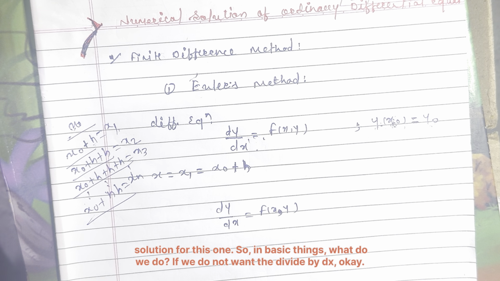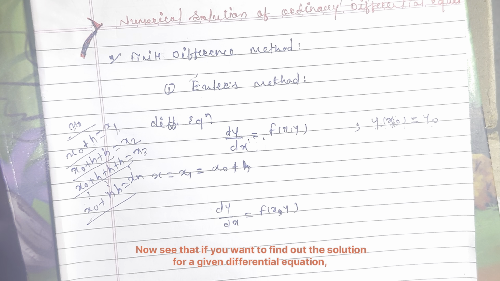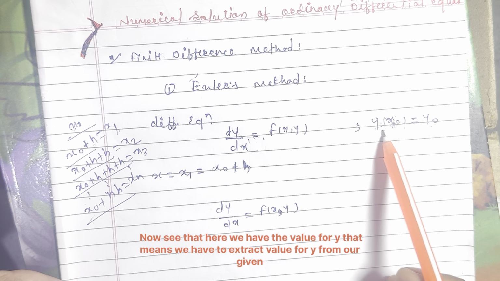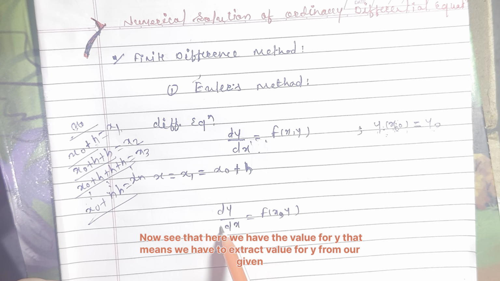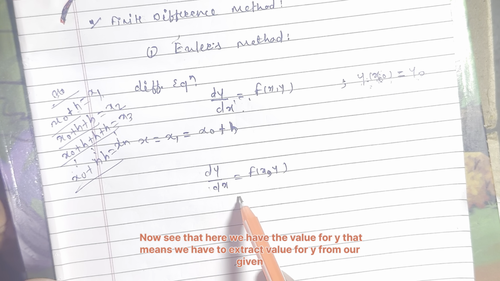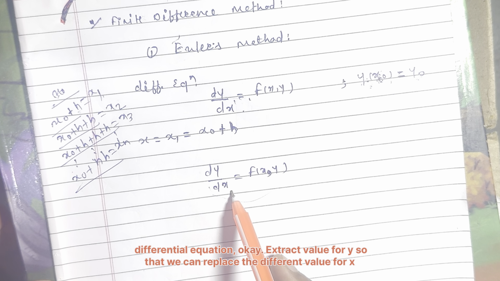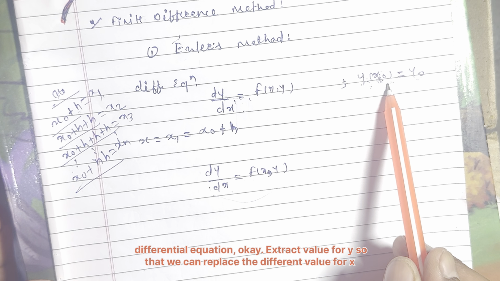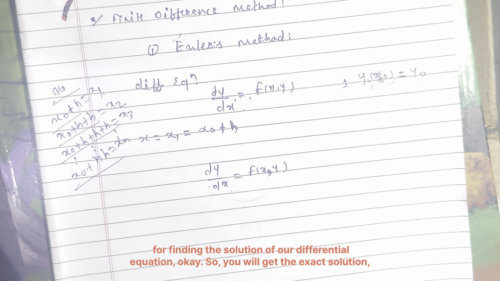So in basic things, what we do, if we do not want the dy by dx, see that if you want to find out the solution for a given differential equation, you have to eliminate the differentiation. Only then you can get the value for y. Now see that here we have the value for y. That means we have to extract value for y from our given differential equation, so that we can replace the different value for x for finding the solution of our differential equation. So you will get the exact solution.